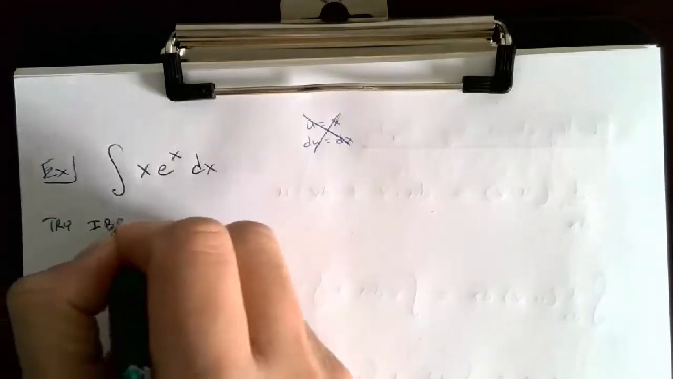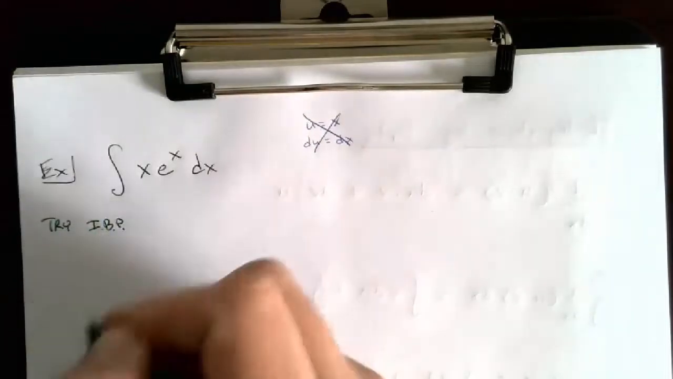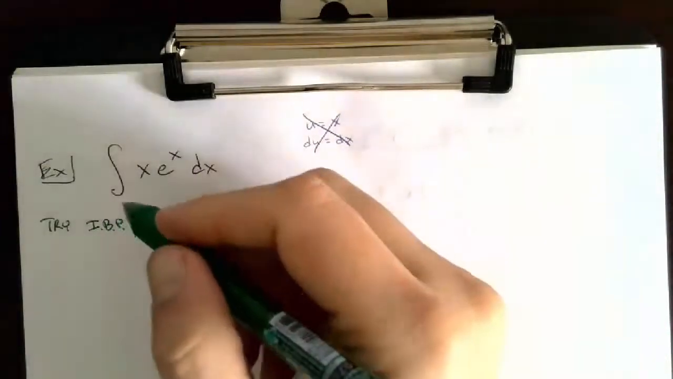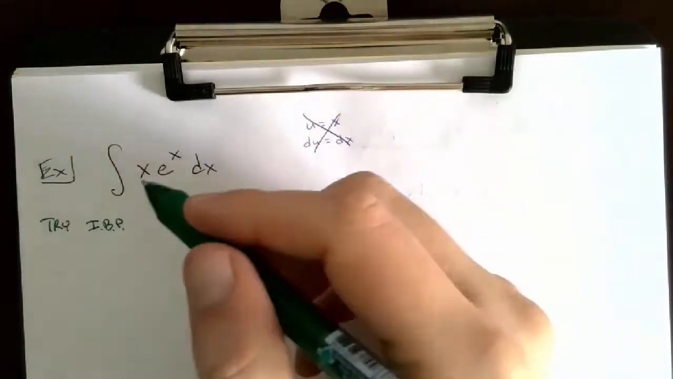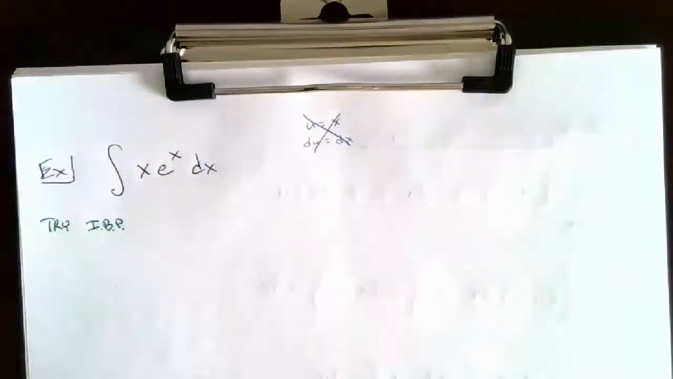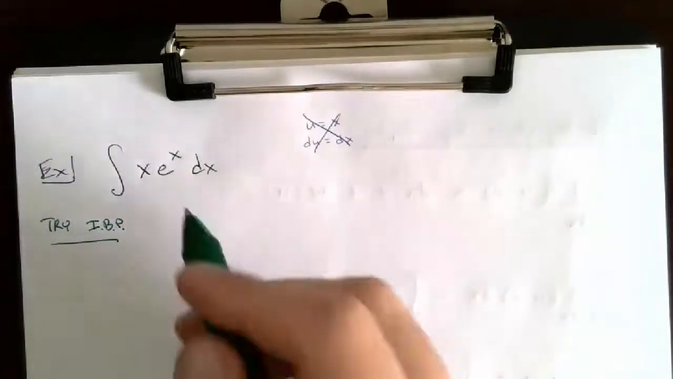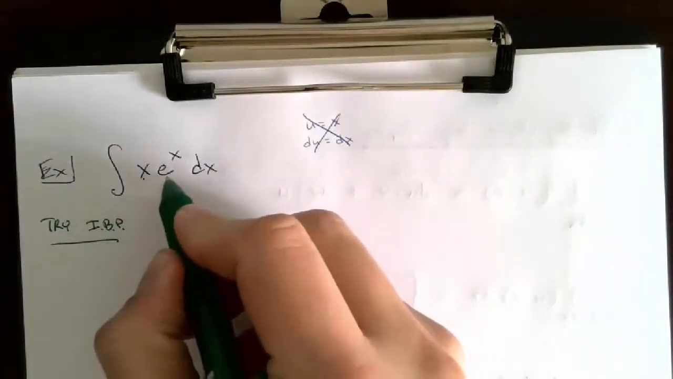I'll use IBP for short, for integration by parts. And the way you want to try integration by parts is you want to pick one of your functions to be u, and then you're going to let dv be whatever's left over. And we'll talk about how to pick this more in a minute, but in this example I'll pick it for us. So there's two functions here, there's x and there's e to the x. Those are the two functions being multiplied.